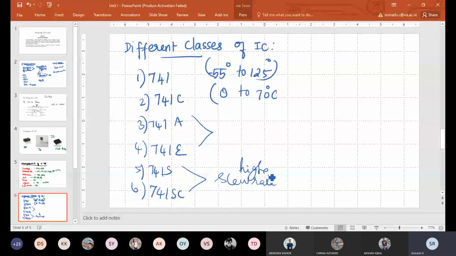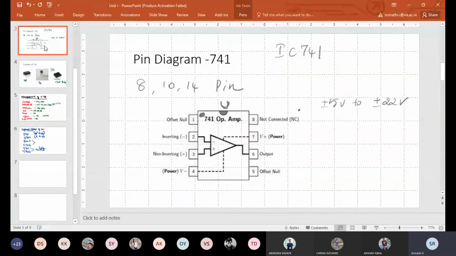What is an ideal operational amplifier? As I said already, it is available in 8-pin, 14-pin and 10-pin IC. You have two input pins, namely 2 and 3. Both are inputs. The second pin is the negative pin and the third pin is the positive pin. And you have an output at the sixth pin.